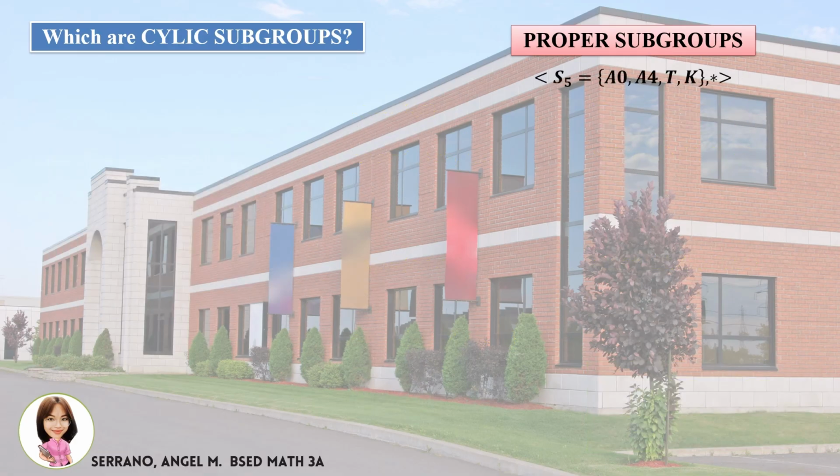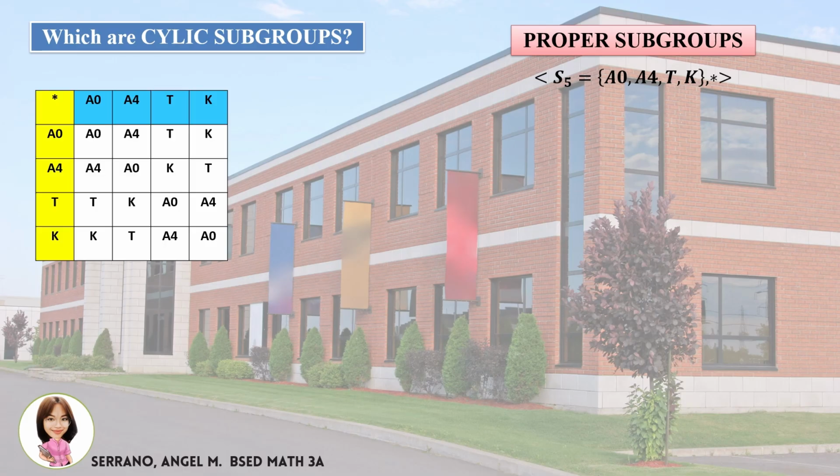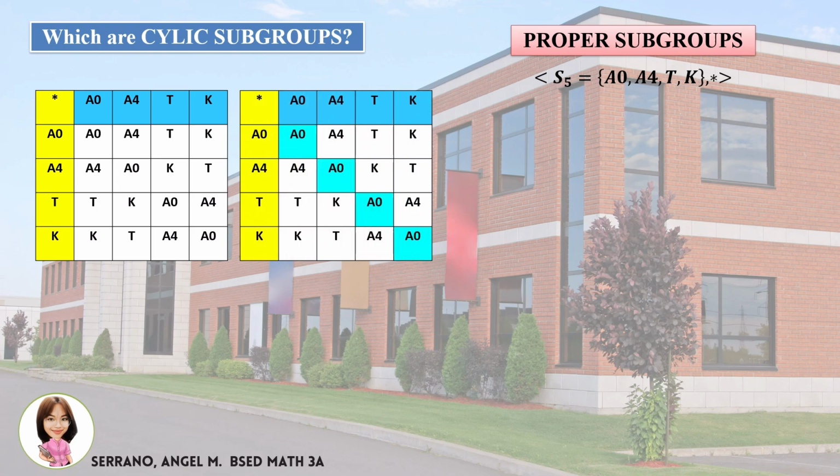Next, let's proceed to the group of S sub 5 containing the elements A0, A4, T, K under binary operation star. So first, let's classify if its table is abelian. As you can see here, it is obviously abelian since all the elements in the table mirror each other across the diagonal. So therefore, it is abelian.